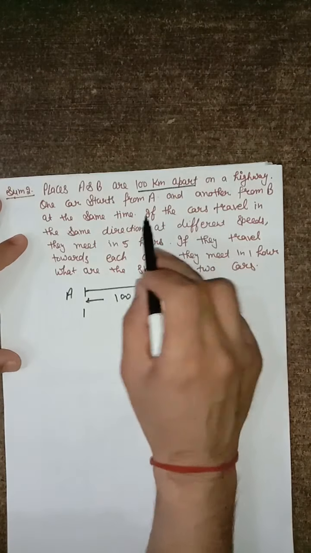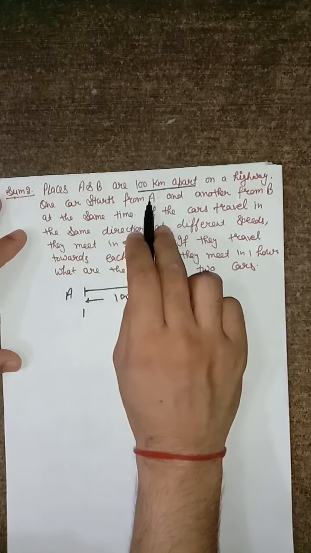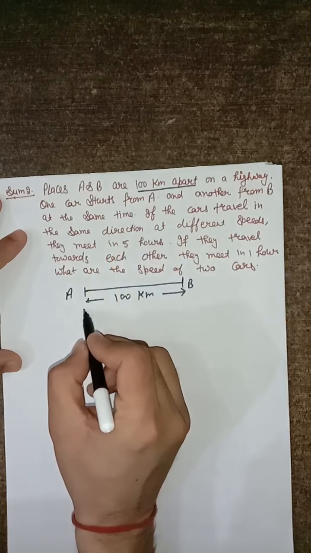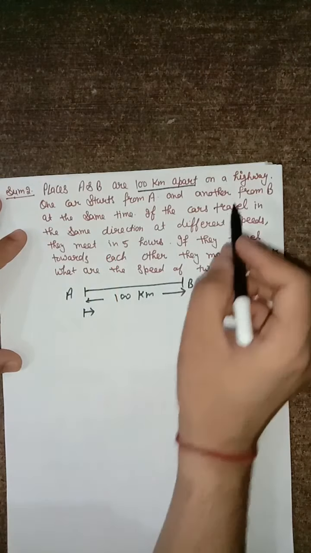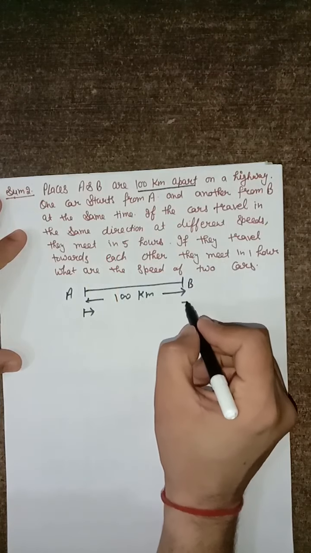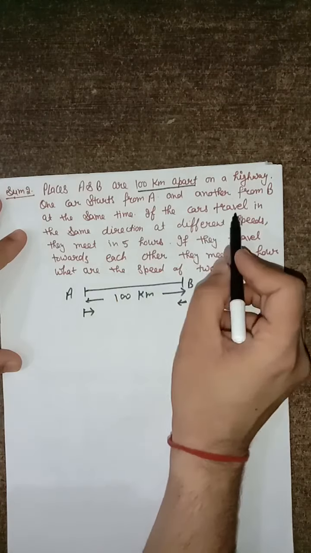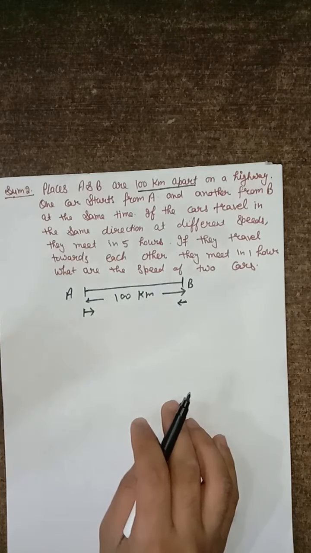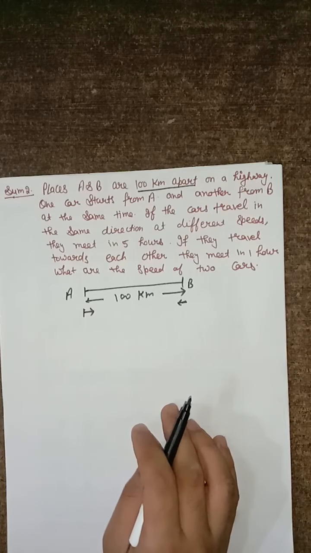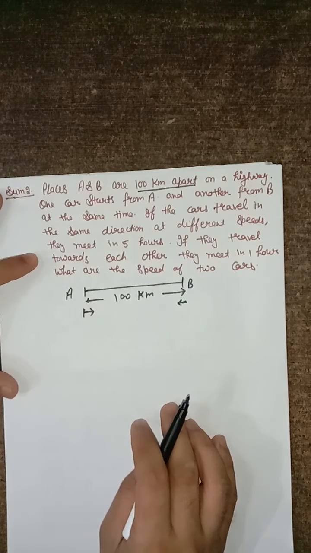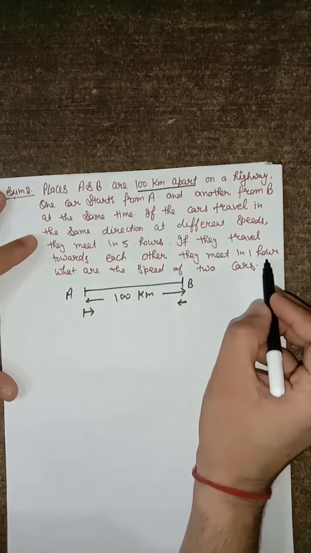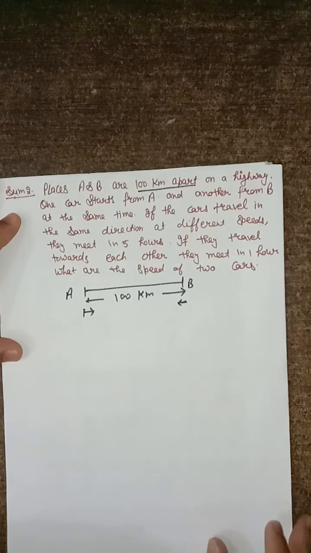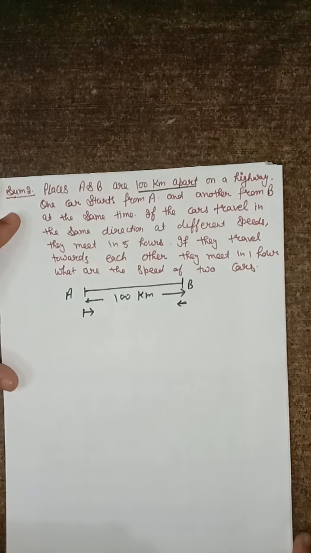Now one car starts from A and another from B. If the cars travel in the same direction at different speeds, they meet in 5 hours, and if they travel towards each other, they meet in 1 hour. Here we first have to understand the relative speed concept.